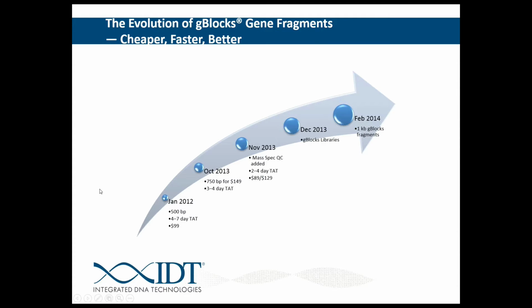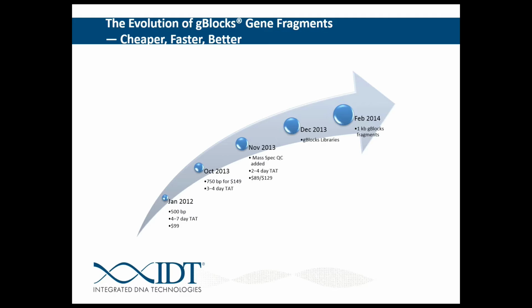As I mentioned, this gBlocks product is something that we launched 2 years ago, and that was in January of 2012. At that time, we launched a product that had a length limit of 500 base pairs. It had a turnaround time of up to a week, or actually up to 7 business days, so slightly over a week, and a price of $99. But since then, we've been able to increase the length of gBlocks that we're offering. We've been able to decrease the turnaround time now to 2 to 4 business days, and we've also been able to decrease the price. On top of that, we've also added mass spectrometry as an additional QC measure.